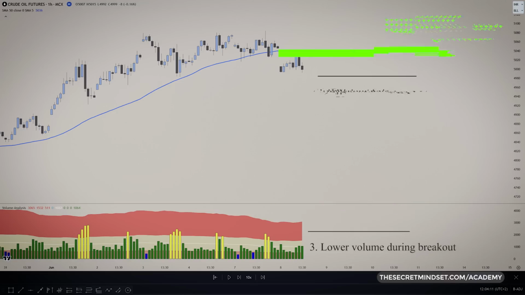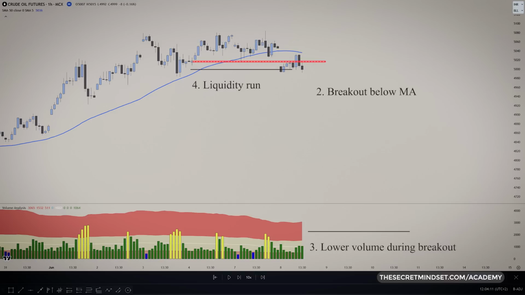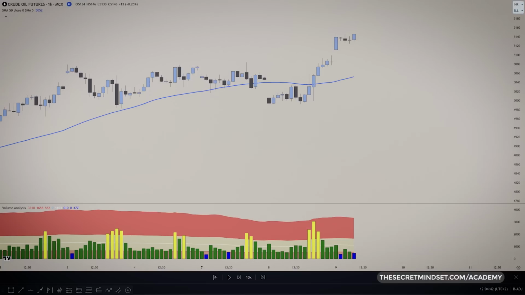Volume was surprisingly low for such a market-moving event. And look at this liquidity run below this level. I call it a double trap. This move below the moving average trapped price action traders waiting for a break below this level, and at the same time trapped moving average traders. To me, it seemed like a false breakout designed to attract short sellers before resuming the rally.